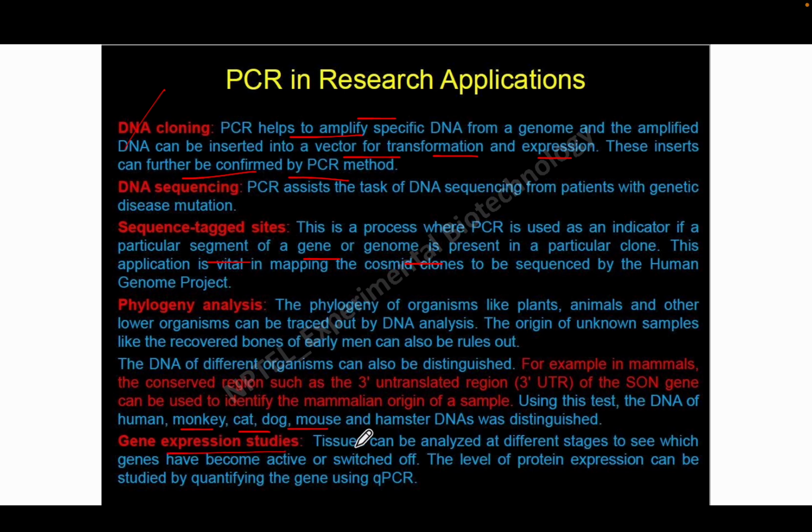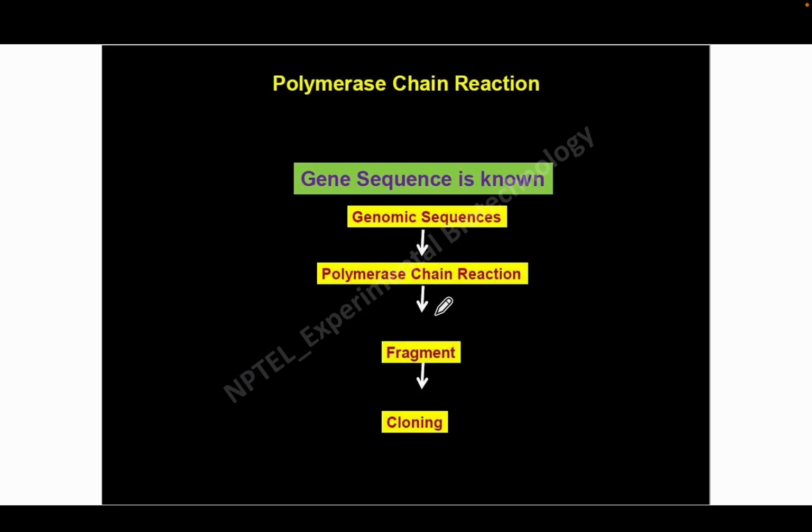Gene expression studies. Tissues can be analyzed at different stages to see which genes have become active or switched off. The level of protein expression can be studied by quantifying the gene using qPCR. So in polymerase chain reaction, if you have the gene sequence known, you will do PCR to get the fragment and then cloning. The gene sequence needs to be known because you need to generate primers. So from that you will do PCR and then you will proceed for cloning.